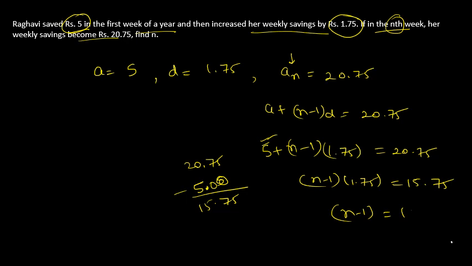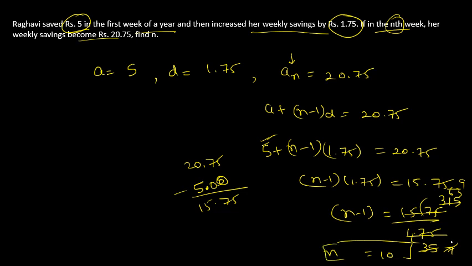I know I don't need to tell you this, but still, just to be precautionary. The point is cancelled with the point because both of the decimals are before two decimal places. So now, 5 threes are 15, 5 fives are 25, 5 ones are 5, 5 fives are 25, 5 sevens are 35, 5 sixes are 30, and 5 threes are 15, 7 nines are 63. So n is 9 plus 1, that is 10. So in the 10th week, her saving will be 20.75. So 10 is the answer.